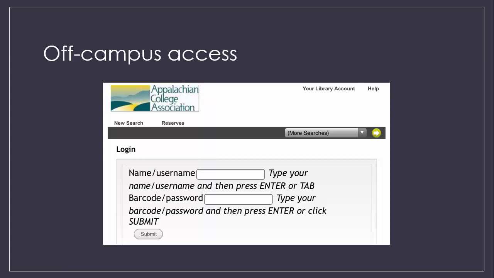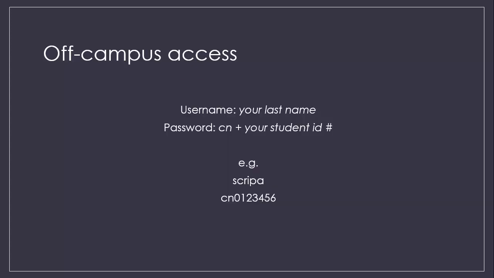And it's got a login screen, and this information is a little different than what you use for everything else at Carson-Newman. Your username is going to be just your last name with no initials. Your password is going to be the letters CN and your student ID number. If your student ID number is 6 digits long, you're going to add a 0 to the beginning of it to make it 7 digits long. And if you have any trouble with this, please contact the librarians. We can help you with this.